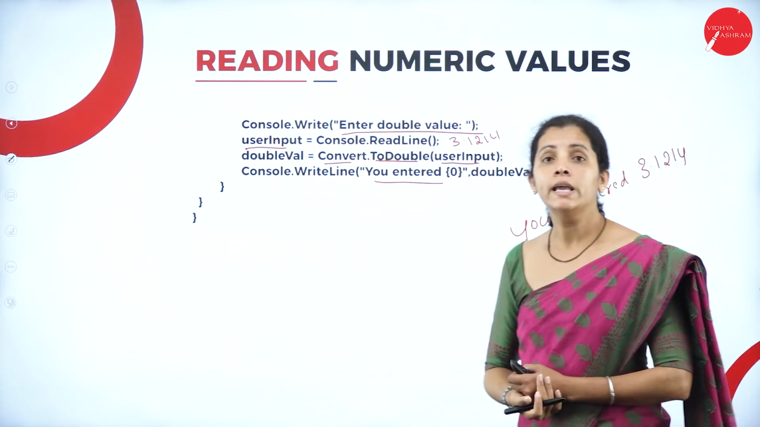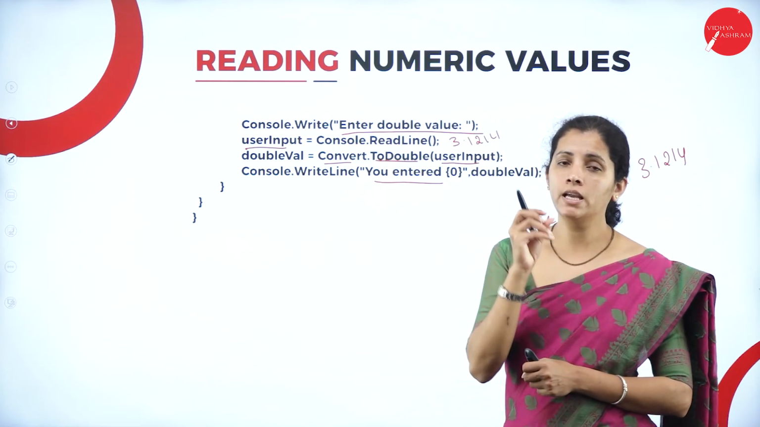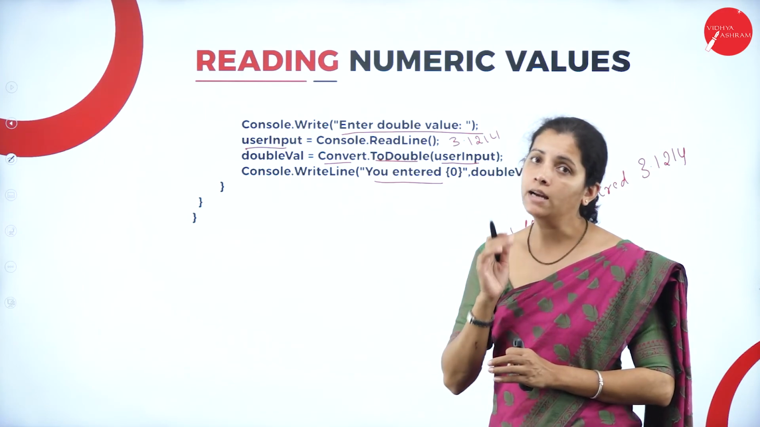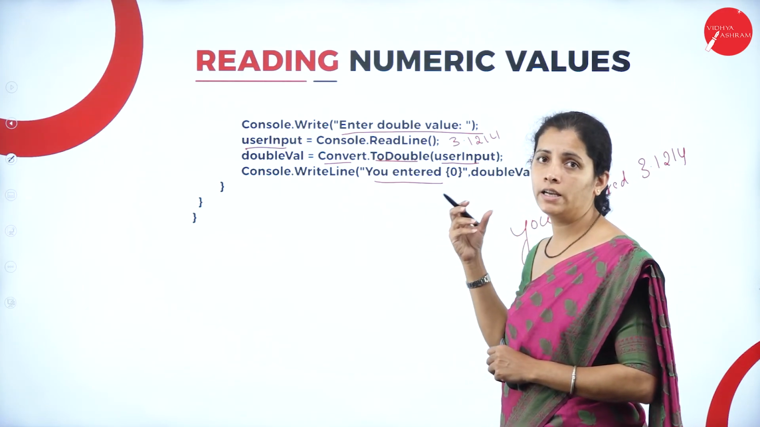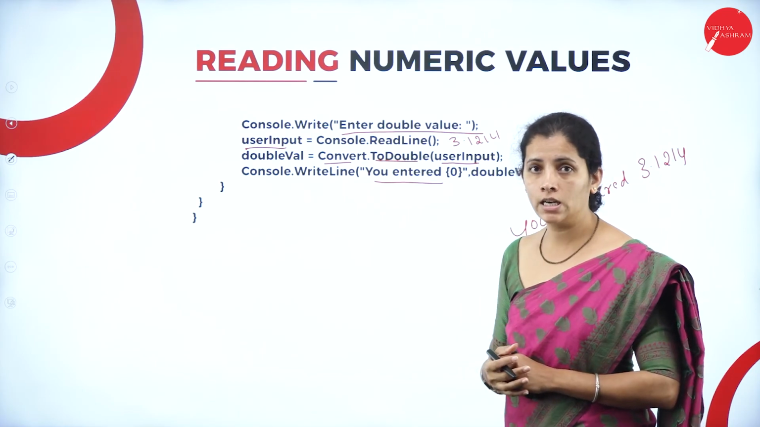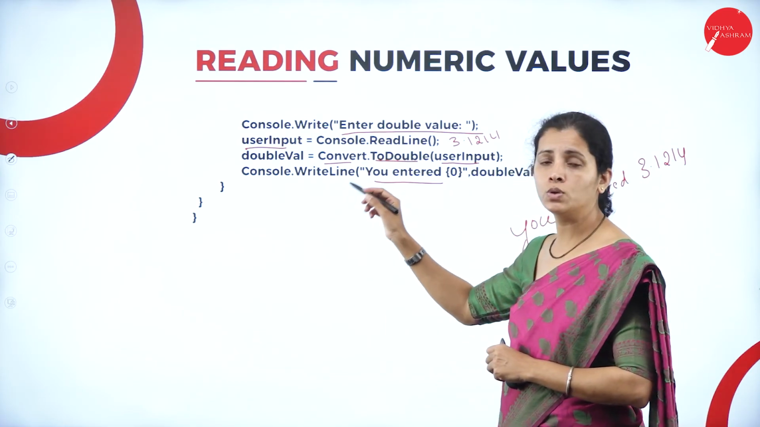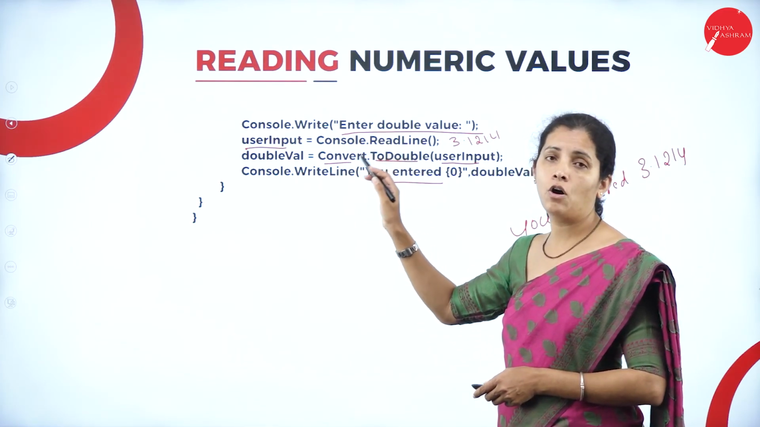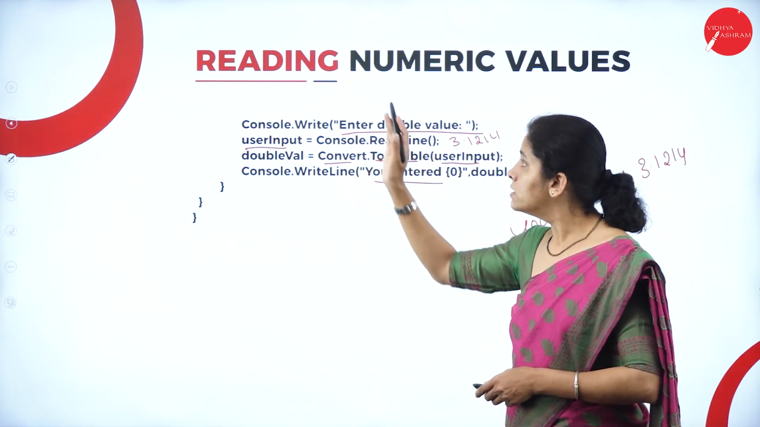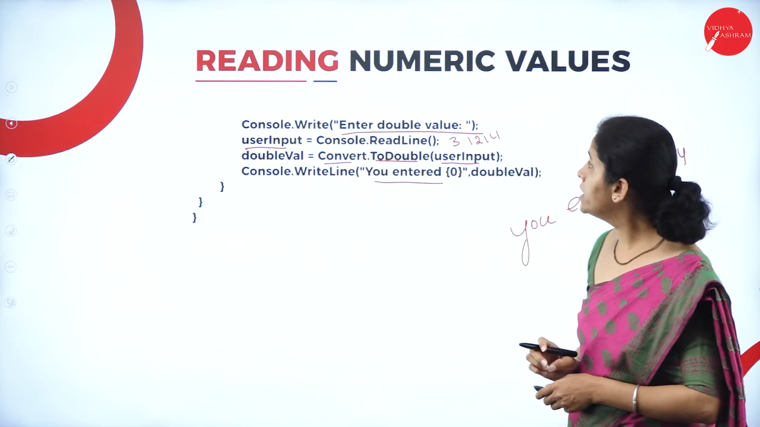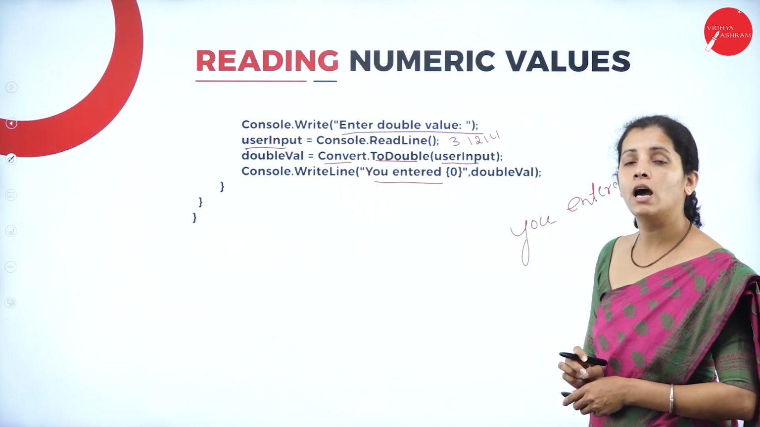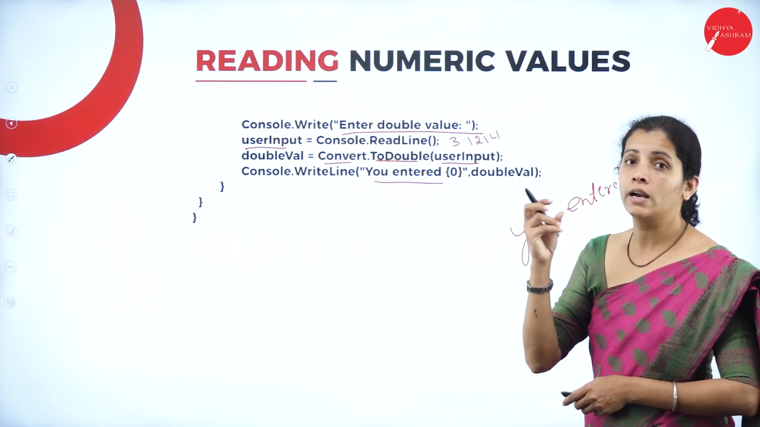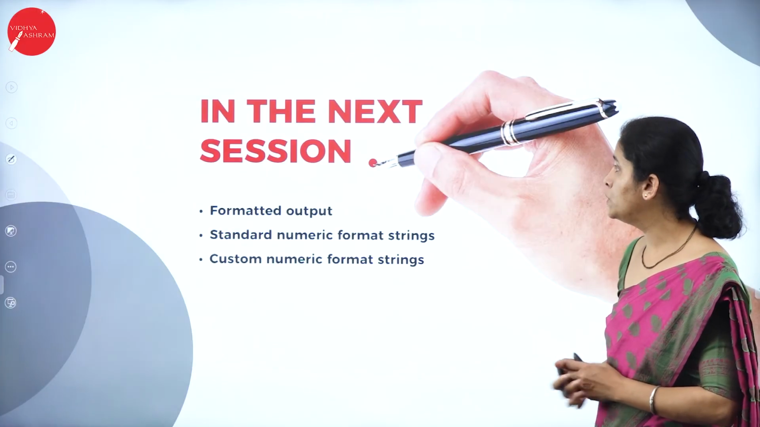You entered 3.1214. Now in C# programming, whatever input I read is in the form of string. For that reason, I want to convert that into the respective data types. For that, I can use Convert or Parse. This is all about how to read numeric values and how to convert the read values into respective numerical values.